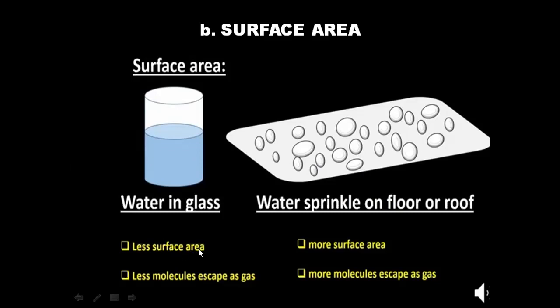Less surface area results in fewer molecules exposed to the temperature, wind, and other conditions, and therefore less escape as gas. More surface area, on the other hand, allows more molecules to escape as gas.